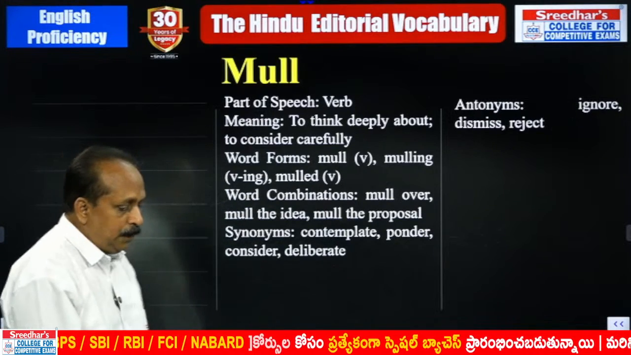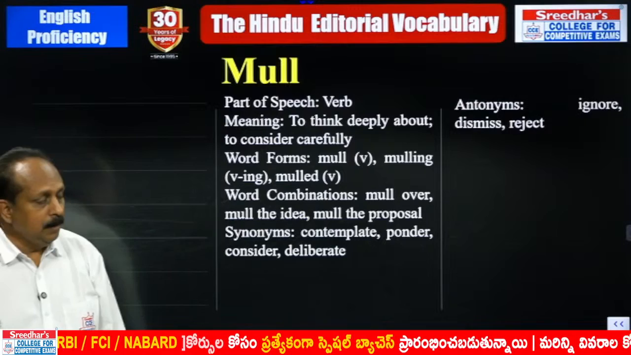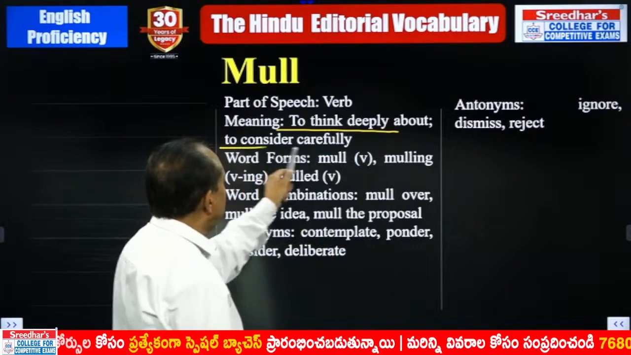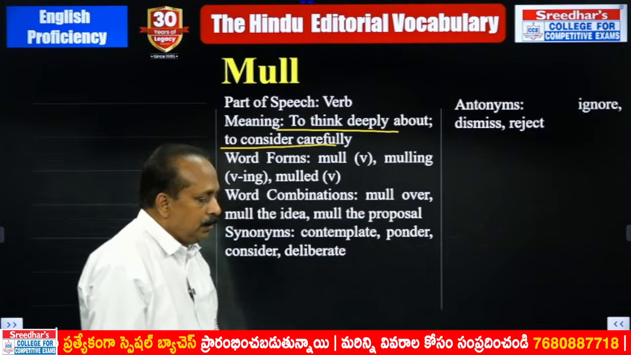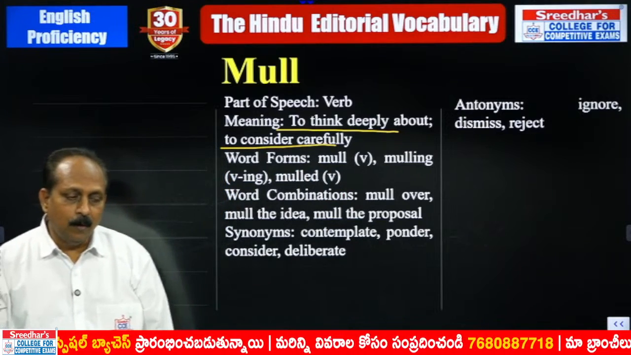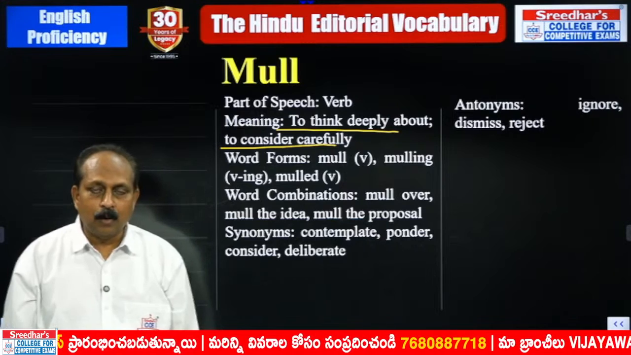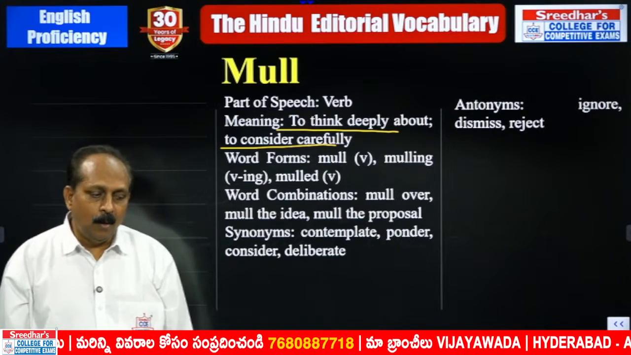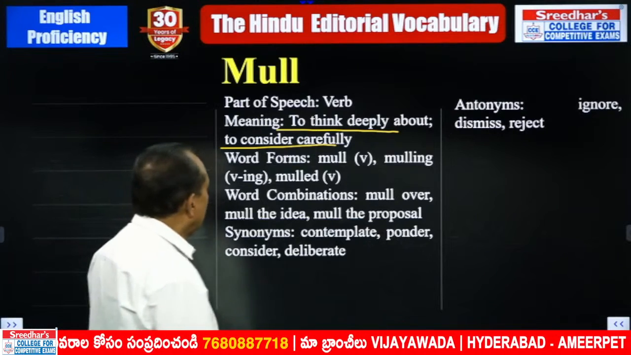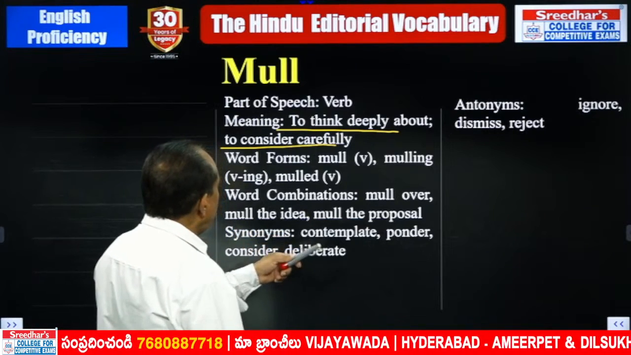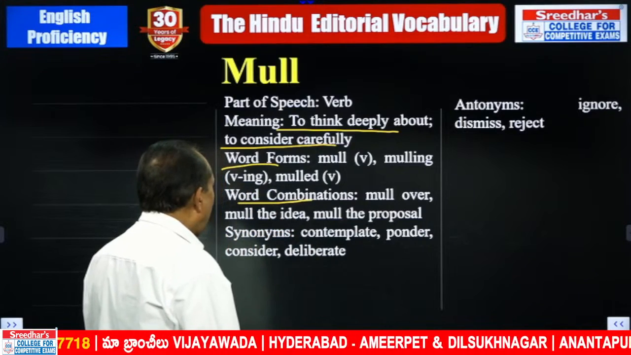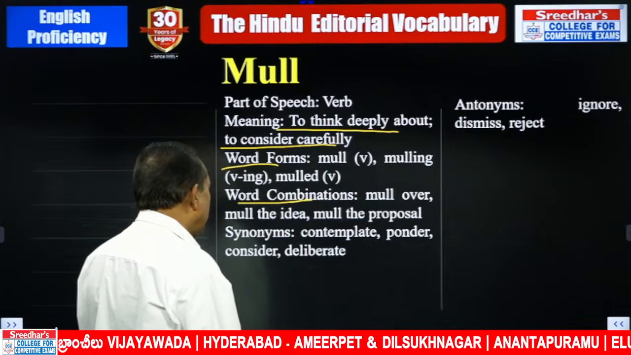Mull. How do you pronounce this? Mull. Mull, part of speech: verb. To think deeply about, to consider carefully. You are thinking about something, then what are the words you should recollect? Introspect, contemplate, ponder, pensive mood, brood over, dwell on. All these you should know. Word forms: mull, mulling, mulled. Word combinations: mull over, mull the idea, mull the proposal.